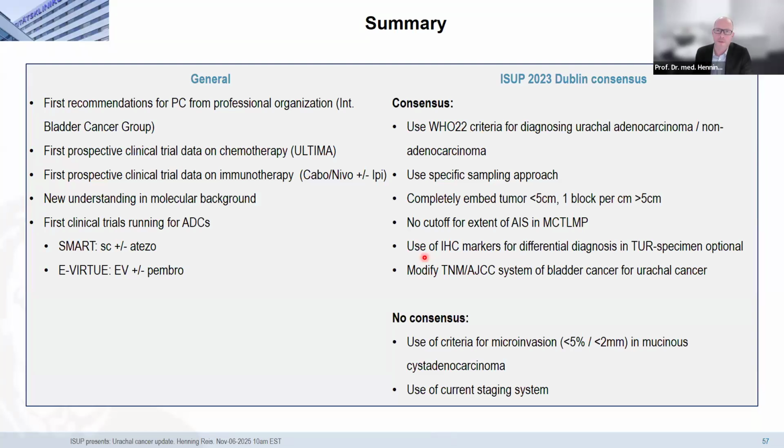Regarding the consensus classification, we reached consensus using the WHO 22 criteria to use a specific sampling approach to embed tumors less than 5 cm completely, and 1 block per cm larger than 5 centimeters. We had consensus for no cutoff for extent of adenocarcinoma in situ in MCT LMP tumors.